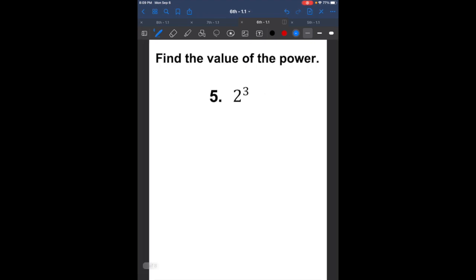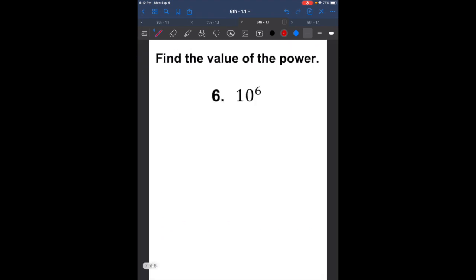This time it says find the value. Please make sure we're trying to find the value. So again, I'm going to write it in red, this is not 2 times 3. That is wrong. What this actually means is how many number 2s do we have? We have 3 number 2s. So that's going to be 2 times 2 times 2. Well, we know 2 times 2 is 4, and then 4 times 2 is what? 8. So know that the answer for this problem is 8. Alright, let's move on to the next one.